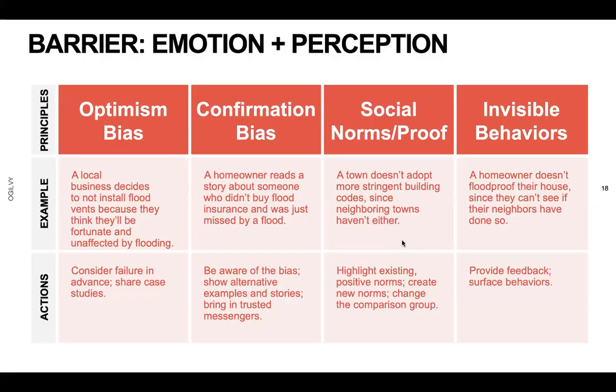I think this is certainly one that many of us have encountered in the field. And what you see here in this example is we have a local business that has decided not to install flood vents because they think they'll be fortunate and not impacted by flooding, even though they might be in a high risk area. So the question is, what do we do when we encounter this type of bias?